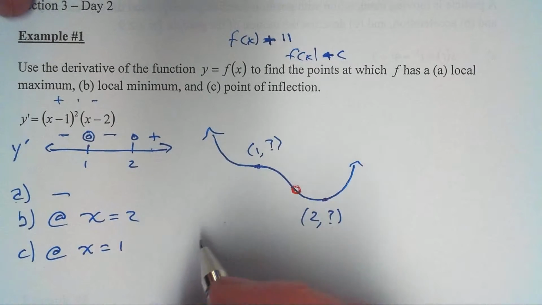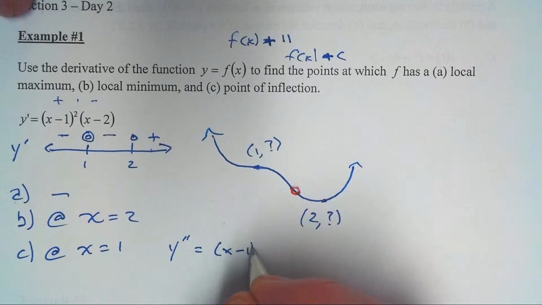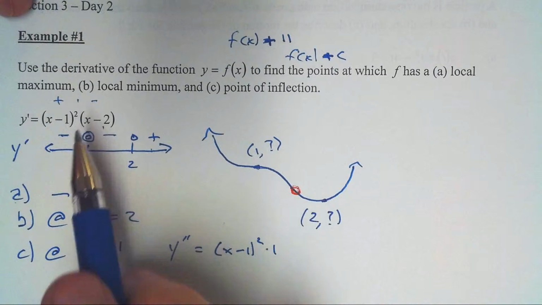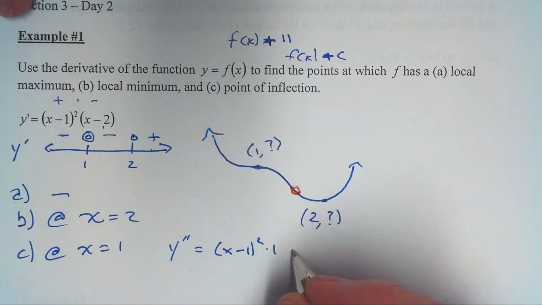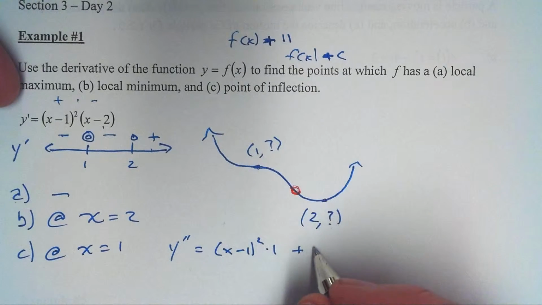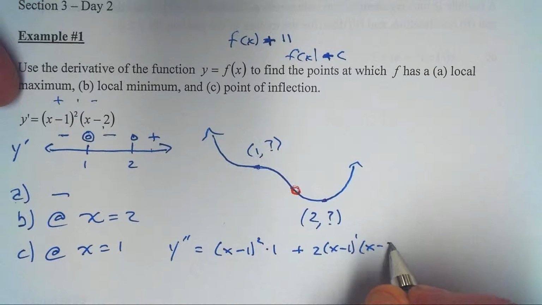So let's go ahead, second derivative. y double prime, product rule. Plain old first function, x minus 1 squared, times the derivative of the second, 1, plus the first function's derivative, 2 times x minus 1 to the first times the inside derivative 1 times plain old second.